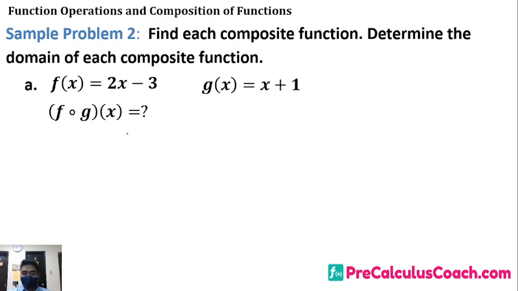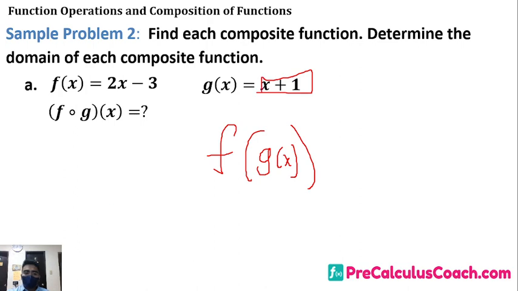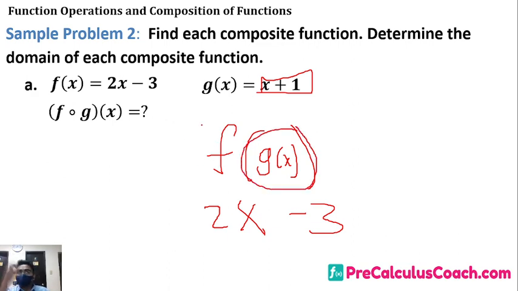Alright, so therefore, what is your f of x? Of course, the x will be g of x already. So focus first on whatever the value of your g of x is. And what is g of x? This one. Correct? So what is the f of x? That is 2x minus 3. And the input, that is the x, and the value of x would be the g of x.